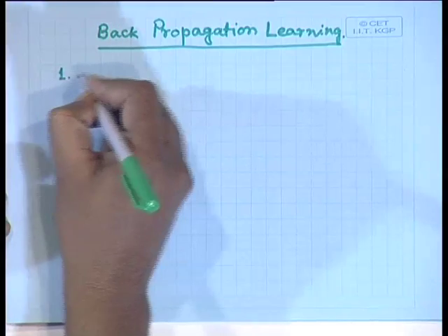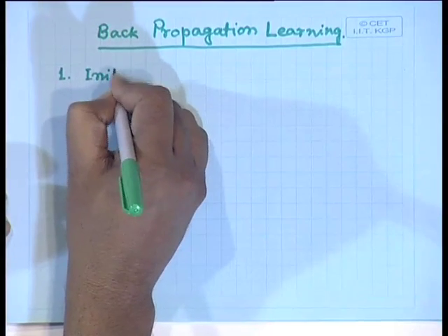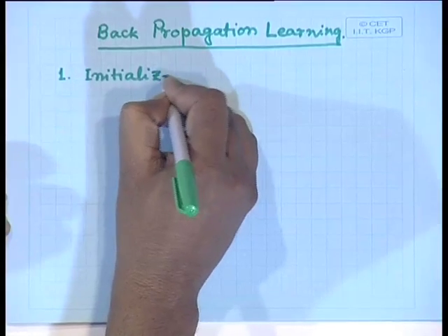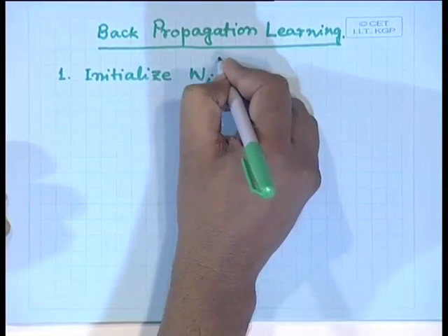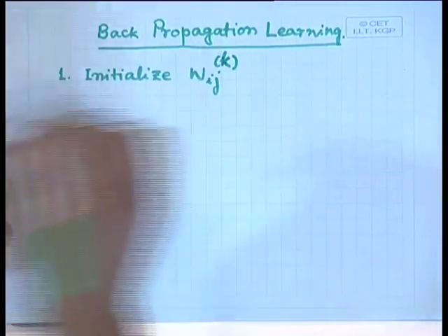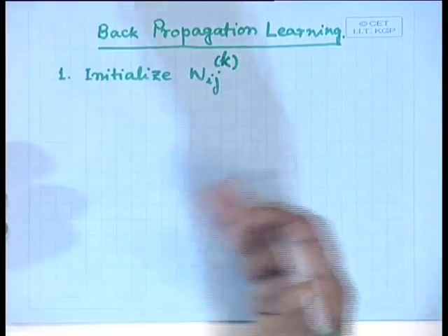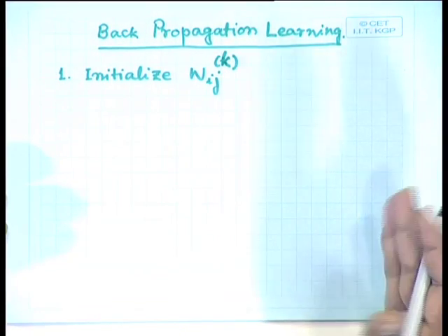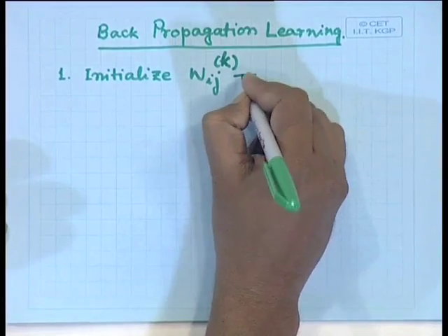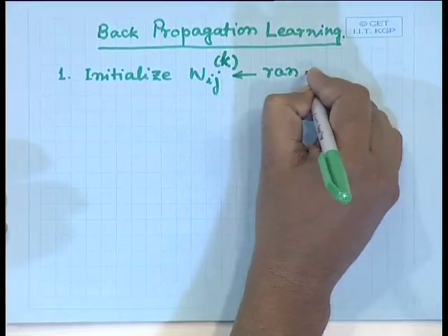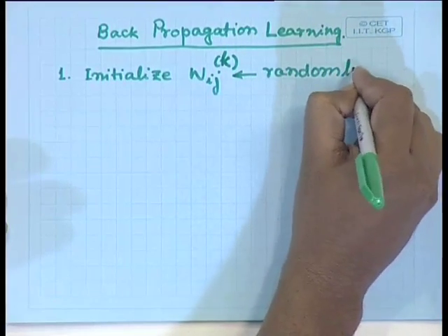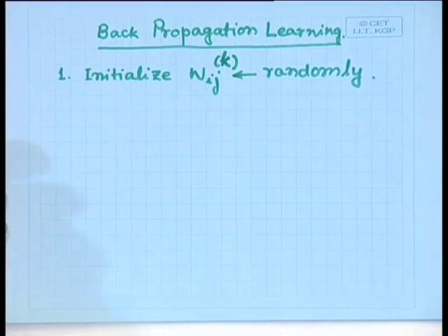Okay. So, let us see what the steps of this back propagation learning will be. Obviously, in the first step I have to initialize W_ij, for every connection weight, for every node i, for every node j, and for every layer k. And this initialization has to be made randomly. Okay. So, you set or initialize the weight vectors W_ij randomly.